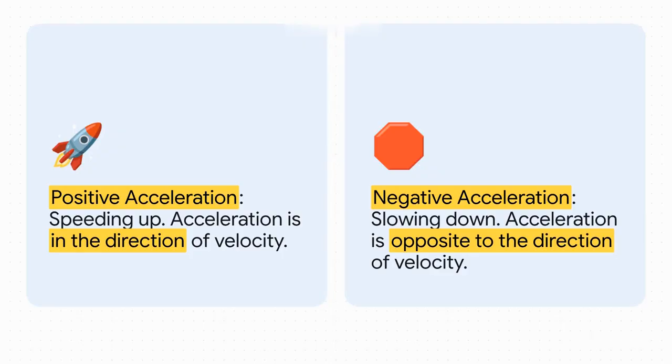Now, acceleration can go two ways, positive or negative. If you're speeding up, that's positive acceleration. It's working with your direction of travel. But if you hit the brakes, that's negative acceleration. It's not a bad thing, it just means the force is working against your direction of motion to slow you down.